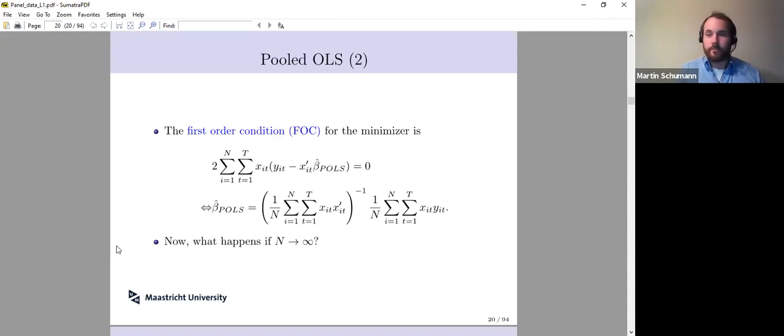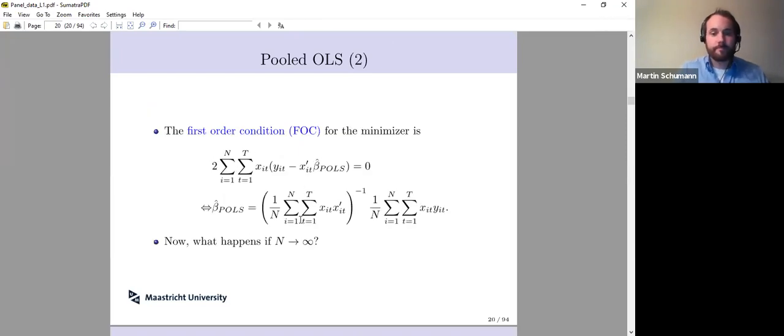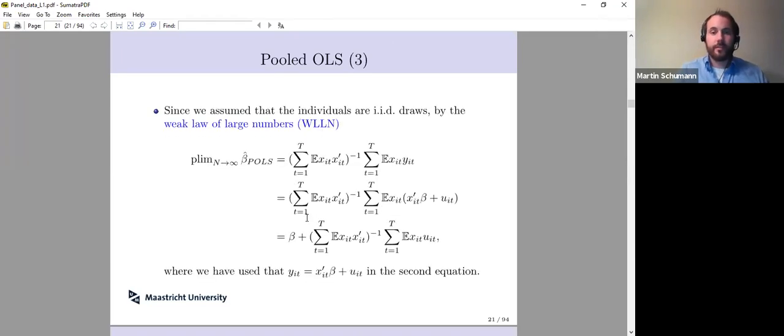Okay, so now what happens if our n goes to infinity? So this is hopefully for many of you a little bit of repetition. Since we assume IID draws, we can apply a weak law of large numbers. So we just take the plim, and these sample averages converge to population averages, right? So you see that the sample averages are simply replaced by expectations.